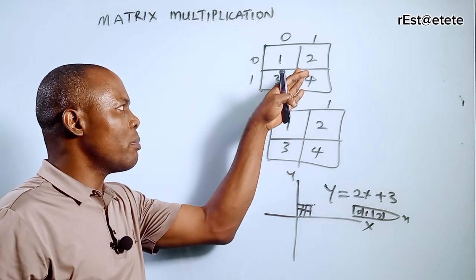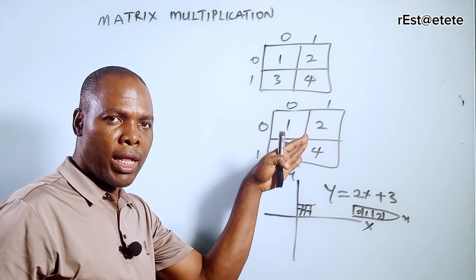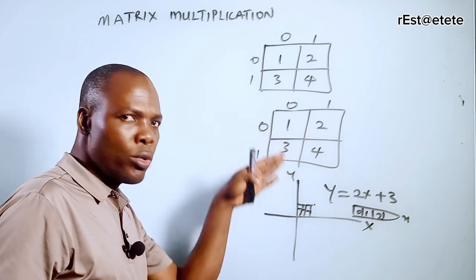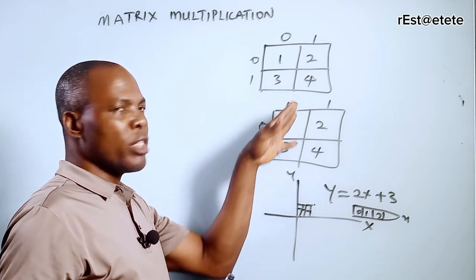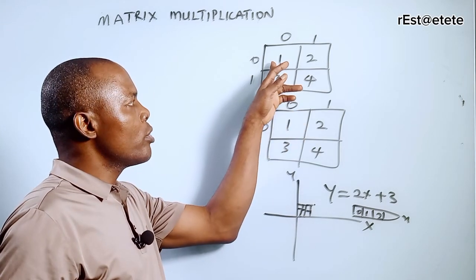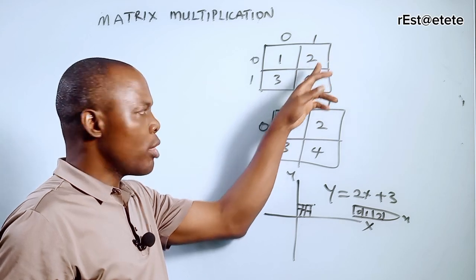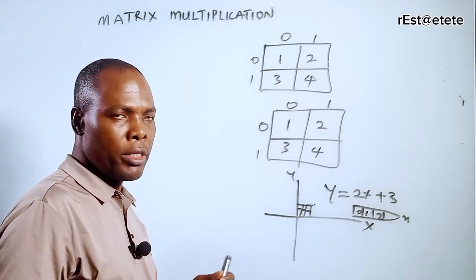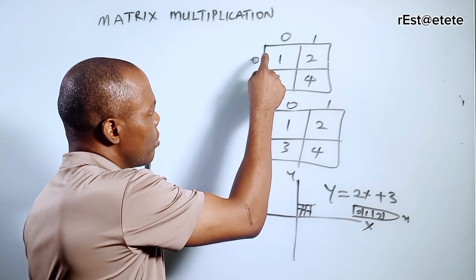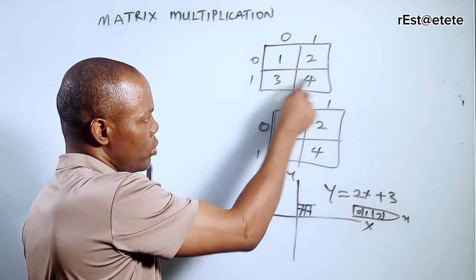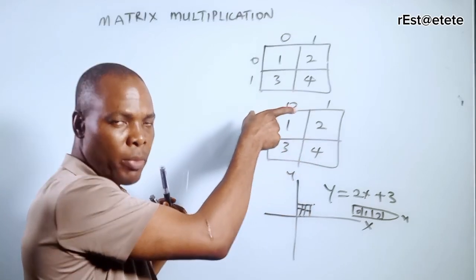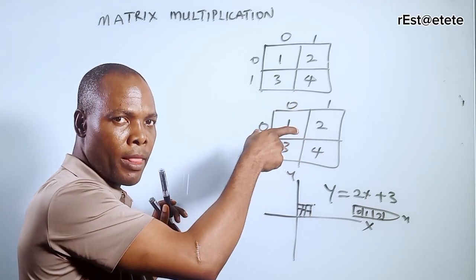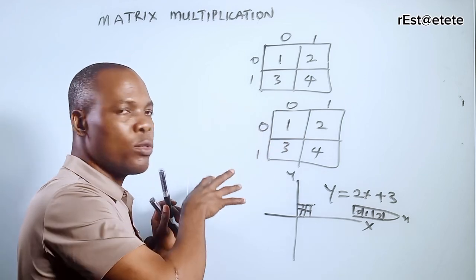Now, in trying to multiply two realms together, the rule is that before you can do matrix multiplication, the rows of the first matrix must be equal to the columns of the second matrix. So the row is what? 1, 2. Row 1, row 2. Column is what? Column 1, column 2. So you can multiply these two matrices together. That is what I want to show you.